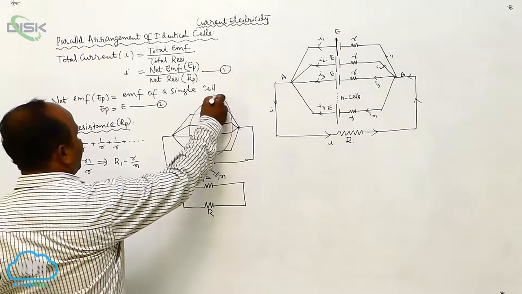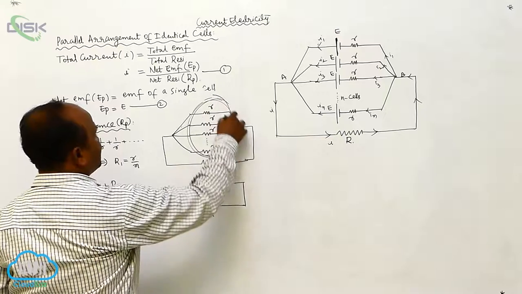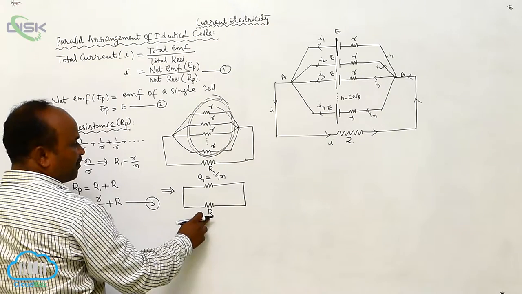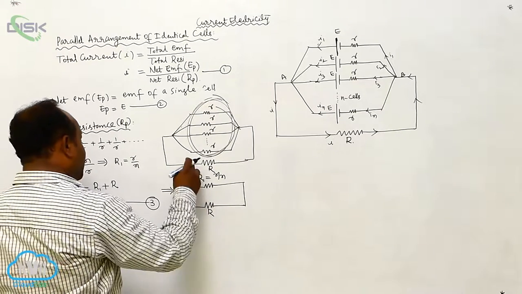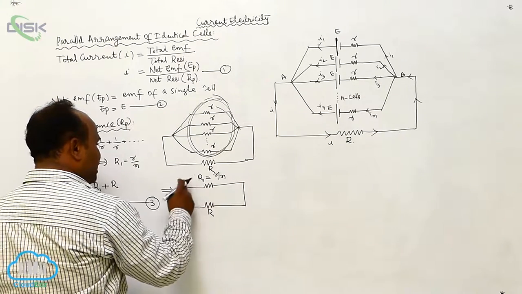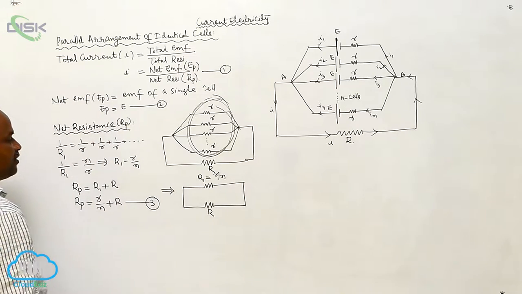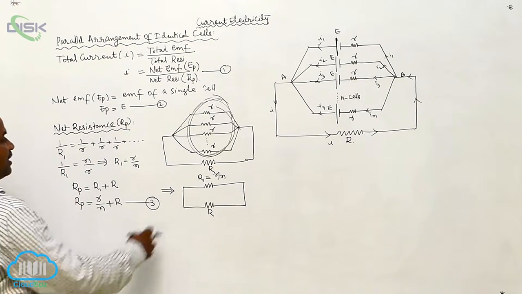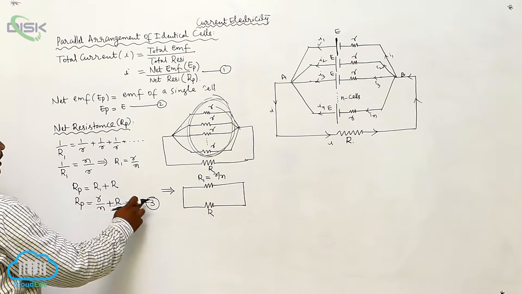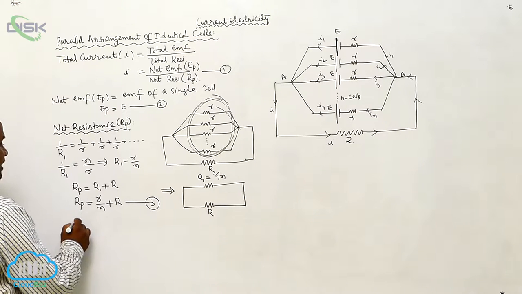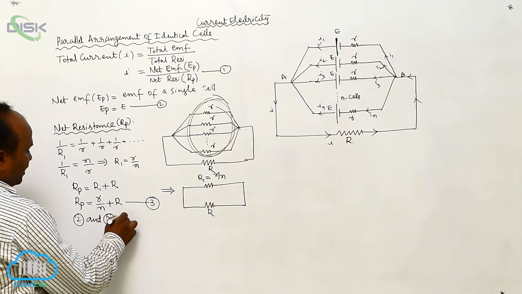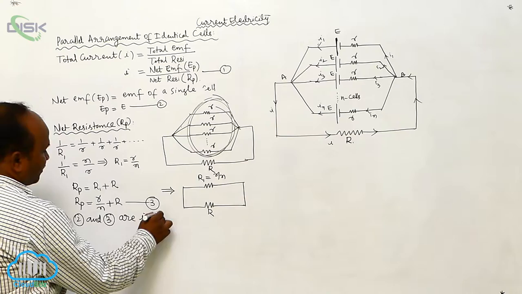Now, the effective resistance of all internal resistances is represented by R1, and there is an external resistance capital R. Therefore, what is the total current? Here the total current is I. That current has a unique path, therefore they are said to be in series. The effective resistance is r by N plus R. Therefore, here is the third equation. Now, these 2 and 3 are in 1.